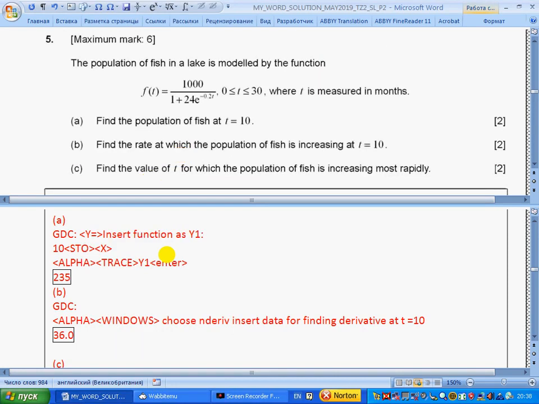Next question is question 5. The population of fish in a lake is modeled by the function. Find the population of fish at t equals 10. So we just will write in y equals this function, but instead of t we'll put 10. Let's do it.